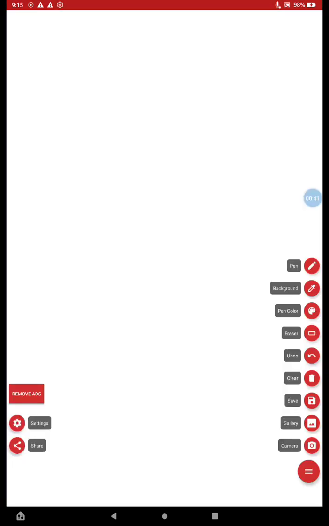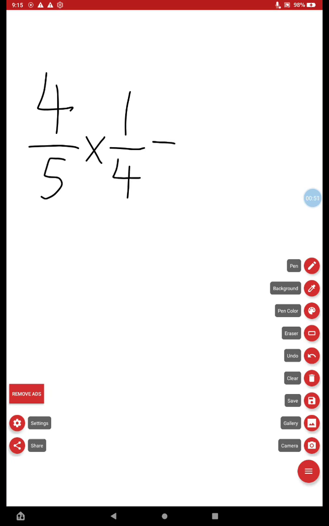Let's say that we've got 4 fifths times 1 fourth. Okay? Now, there's two ways that we can go about this. The first way is to just multiply straight across. Let's do that first. 4 times 1 is 4. Good. 5 times 4 is 20.